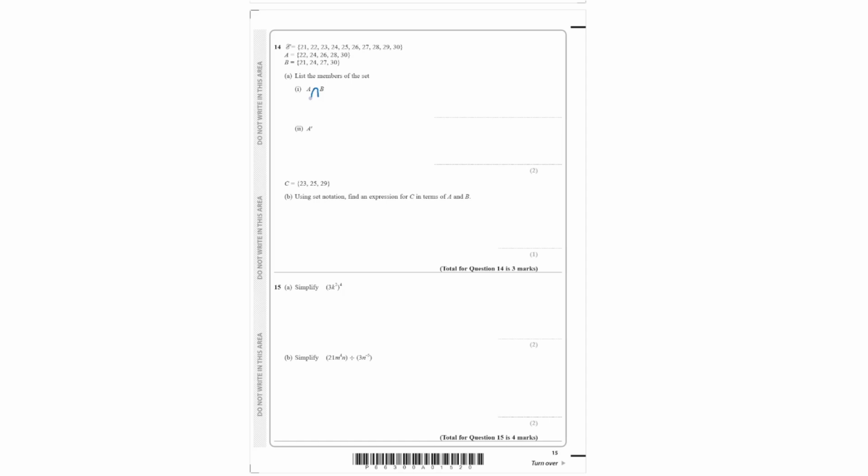Let's see here. A has 22, B does not. A has 24, B does. A has 26, B does not. A has 28, B does not. A has 30, and B does. So we can simply write this as 24 and 30. Always make sure to have no repeats.